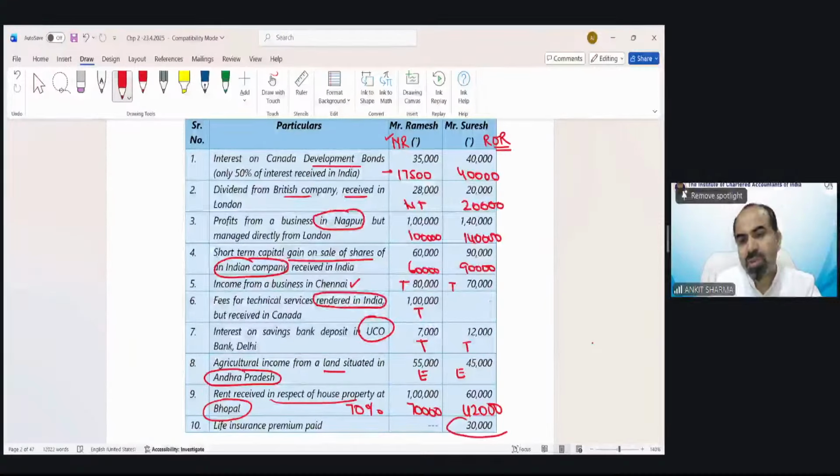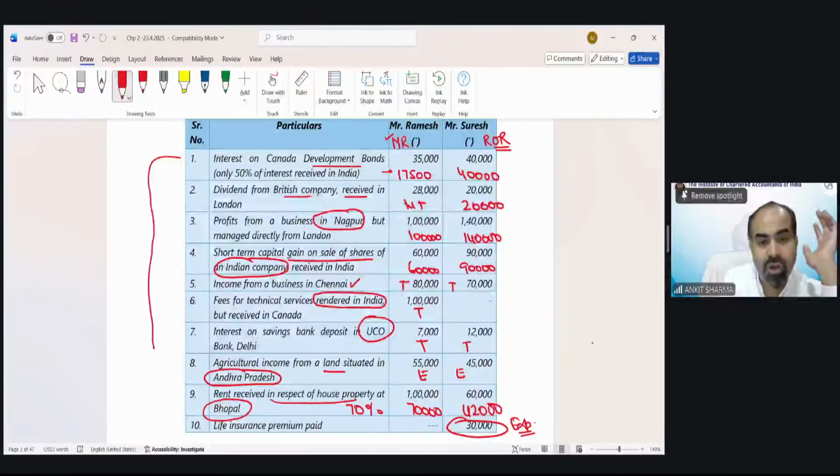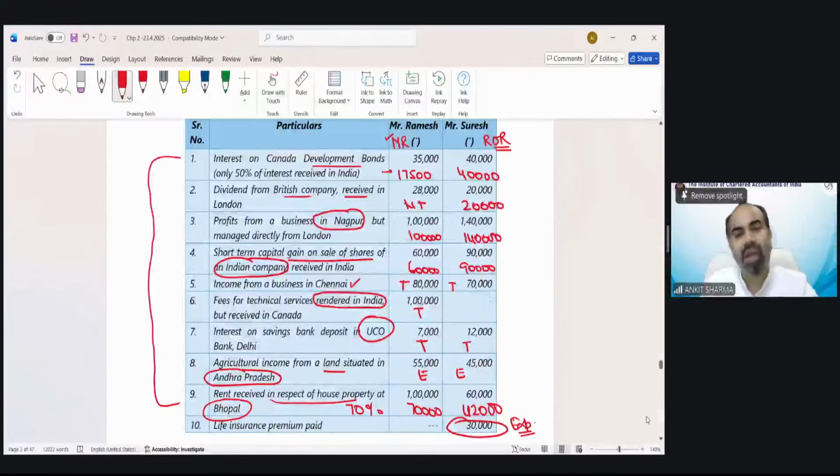Life insurance premium paid is not an income, it is an expenditure for which you can claim deduction. That we will discuss in a later chapter. So for the purpose of residential status, we need to solve only from point number 1 to point number 9. If you calculate them, the total would be your total income. If you have any problem in any of these points, let me know. I will tell you in detail.